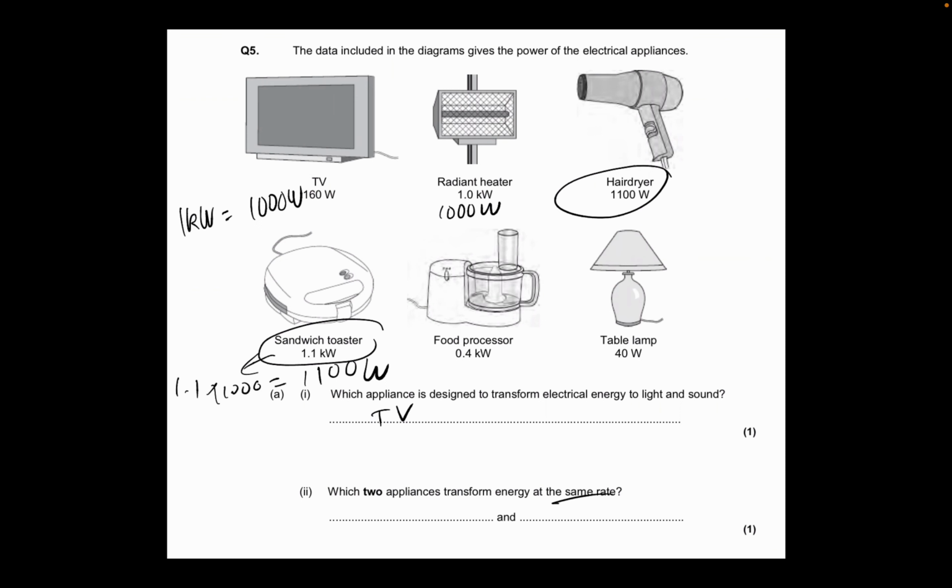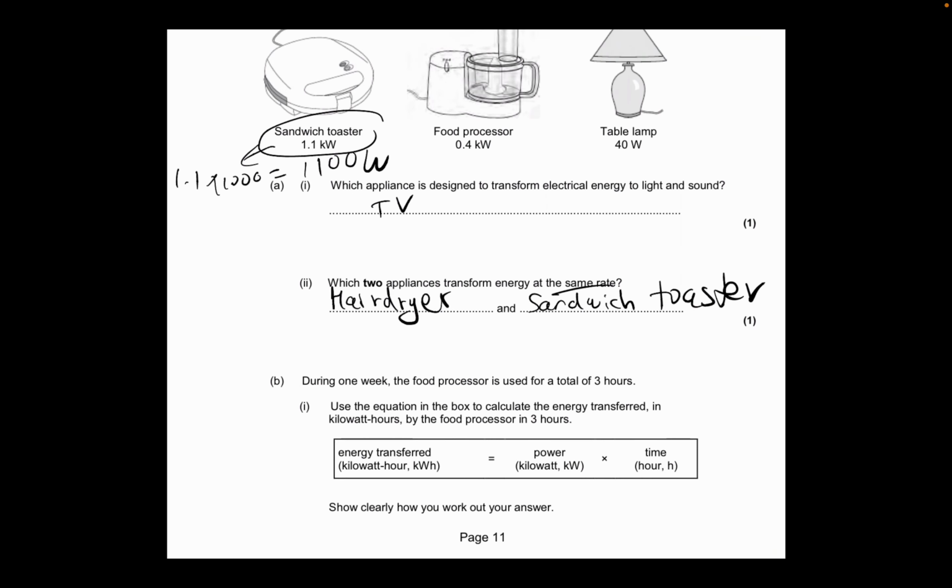So when they ask you these types of questions, you're going to say the hairdryer and the sandwich toaster. The sandwich toaster and the hairdryer transfer energy at the same rate because they have the same number of watts, about 1,100 watts. So that's going to be our answer for 1 mark. Let's move on to the next question.